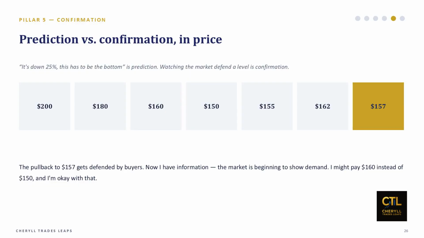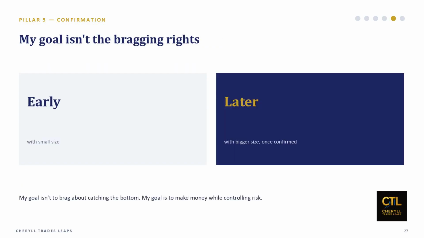Imagine a stock falls from $200 to $150. Someone might say, "It's down 25%. This has to be the bottom." That's prediction. I would rather see $200, $180, $160, $150, then $155, $162, a pullback to $157, and buyers defend it. Now I have information. The market is beginning to show demand. Maybe I pay $160 instead of $150. I'm okay with that. Because my goal isn't to brag about catching the bottom.